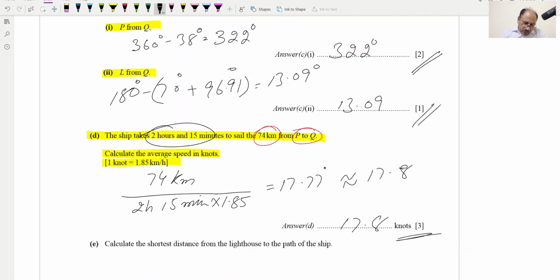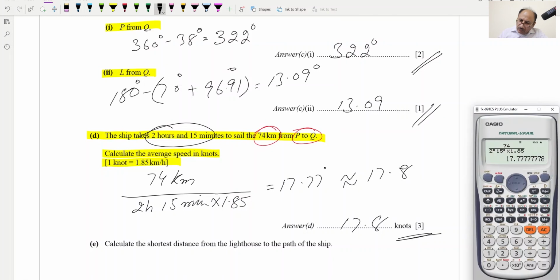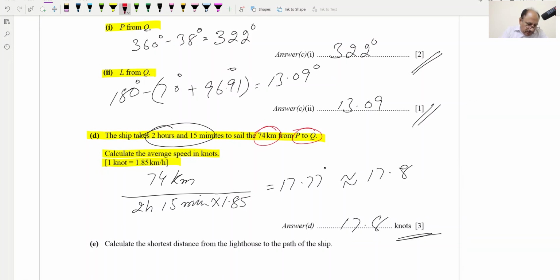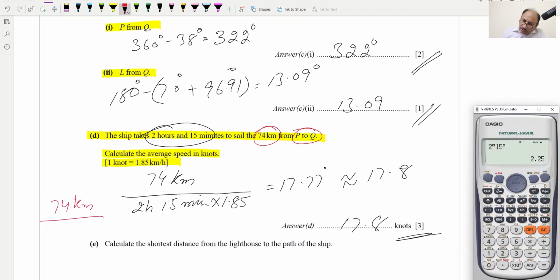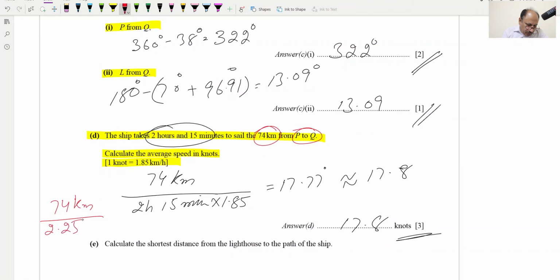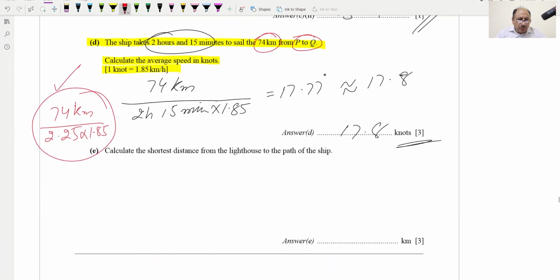And again, you can convert the time into a decimal also. If you want to provide another step, you can write 2 hours and 15 minutes is equal to 2.25. So you can provide this additional step: 74 over 2.25, multiplied by 1.85, and this step will also result in the same answer. You can provide this additionally if you want, because this is a 3 marks question, so better to add this also.